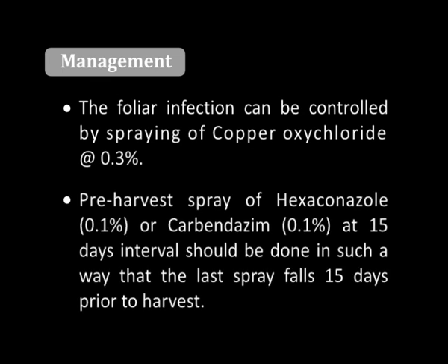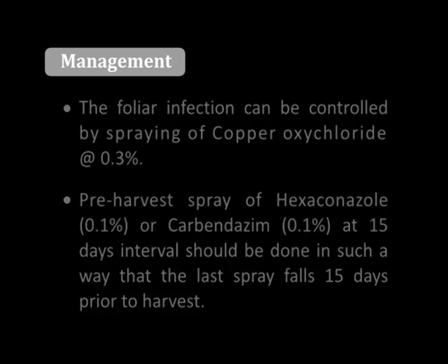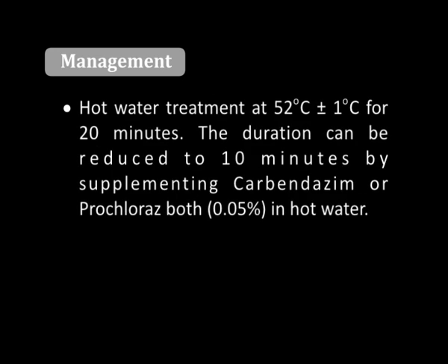Pre-harvest sprays of hexaconazole 0.1% or carbendazim 0.1% at 15 days interval should be done in such a way that the last spray falls 15 days prior to harvest. Hot water treatment at 52 degrees centigrade plus or minus 1 degree centigrade for 20 minutes. The duration can be reduced to 10 minutes by supplementing carbendazim or prochloraz, both at 0.05%, in the hot water.